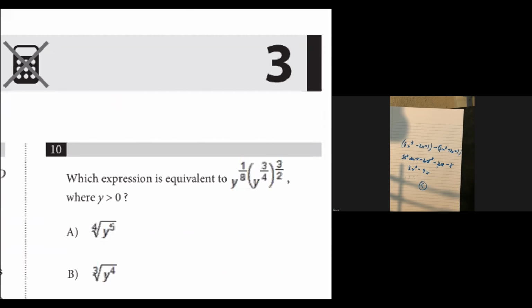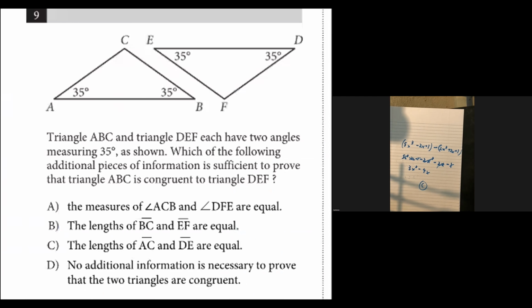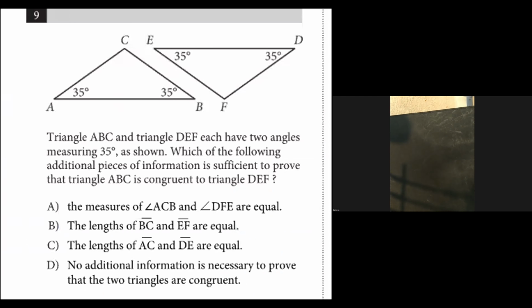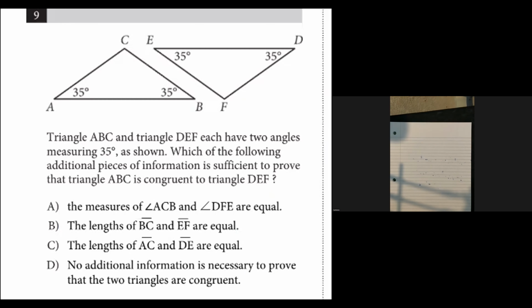All right, question 9. So we're given two triangles and we have to prove that they are congruent to each other. So I'll give you a minute to read through it.